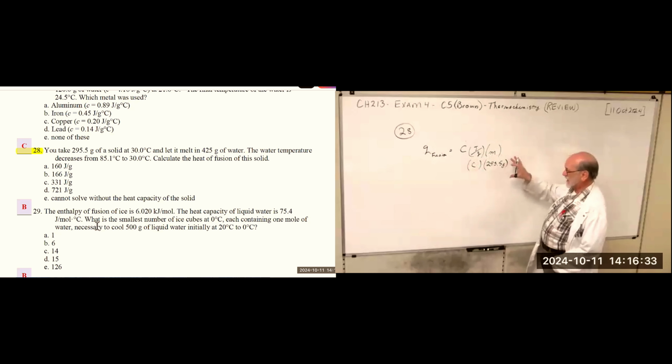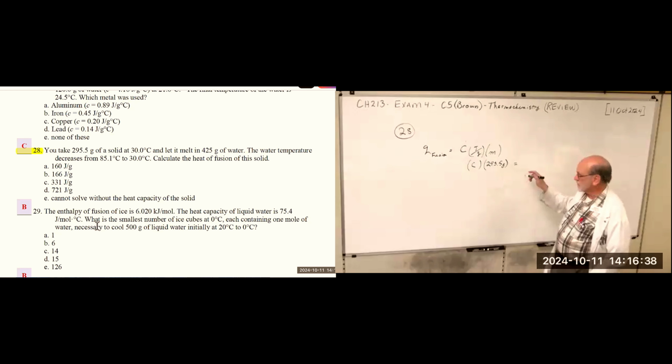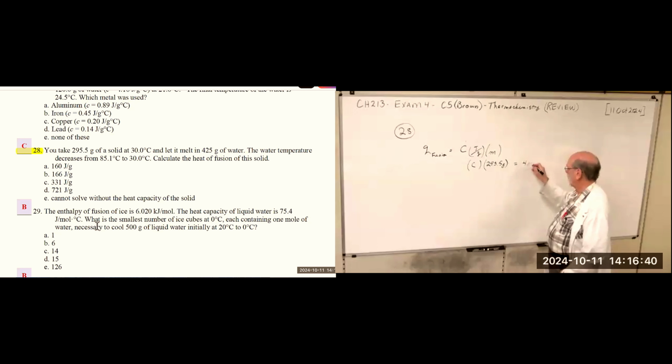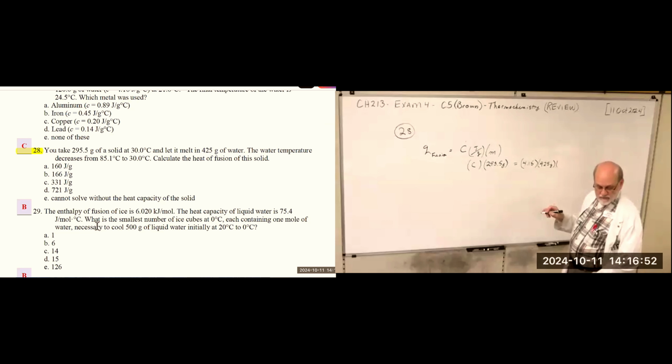This amount of heat given up by that solid is absorbed by the water. And the water is 4.18 times the mass of the water, which is 425 grams. Right? And then it's change of temperature. Right? The water temperature decreased from 85.1 to 30. So it went 30 was the final minus 85.1. There we go. Now we got it set up.